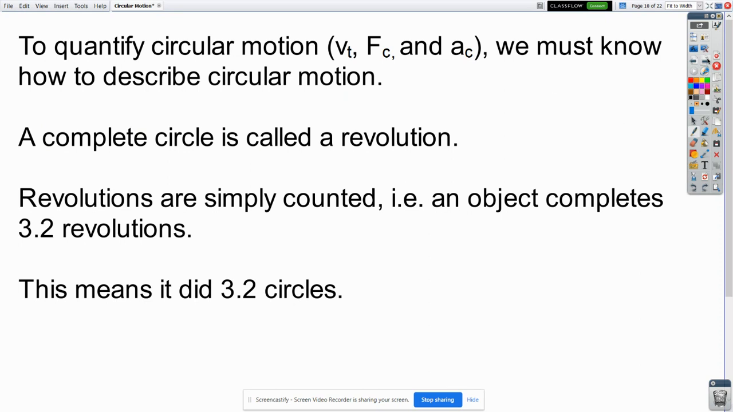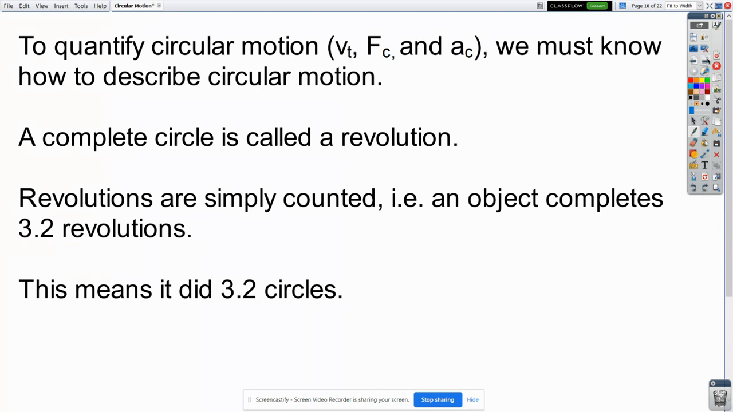To quantify this, where we're going with this, being able to calculate tangential velocities, being able to calculate centripetal forces, being able to calculate centripetal accelerations, we must know how to describe the circular motion. Just like we did with linear motion, we had to learn what distance was, we had to learn what displacement is. We have to do the same kind of thing here. We have to learn what distances and displacements are in our circular motion. This is going to revolve around terms like revolutions, radians, degrees, and arc lengths.